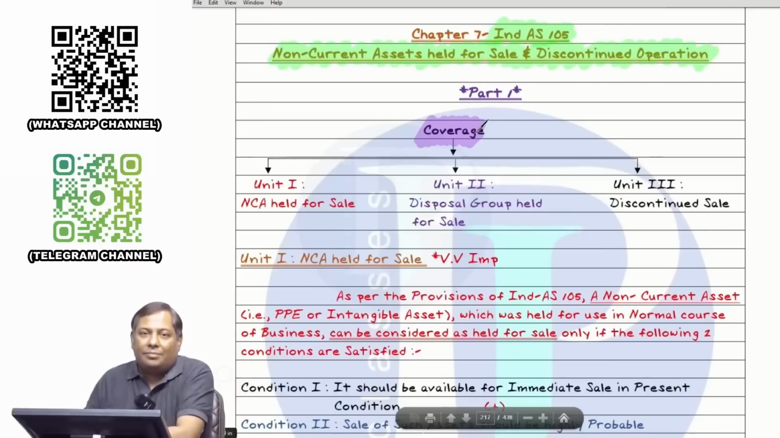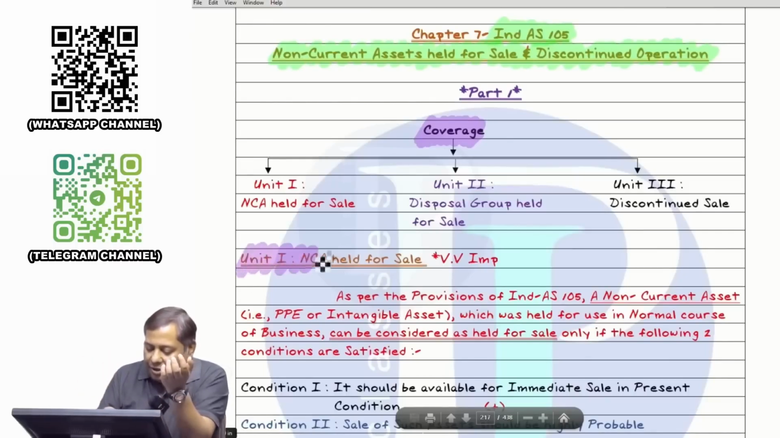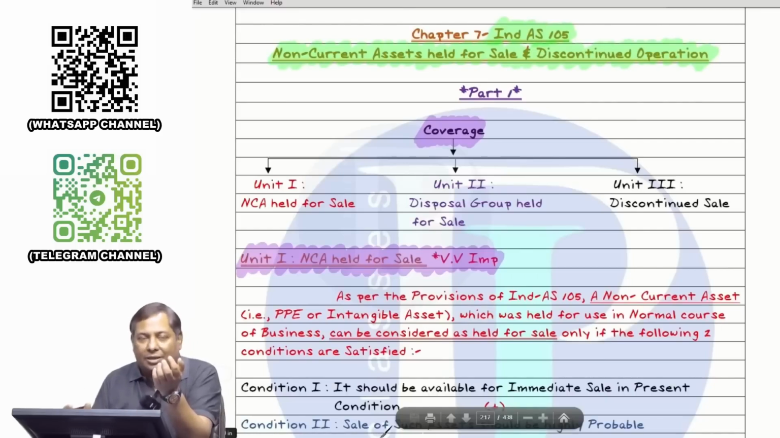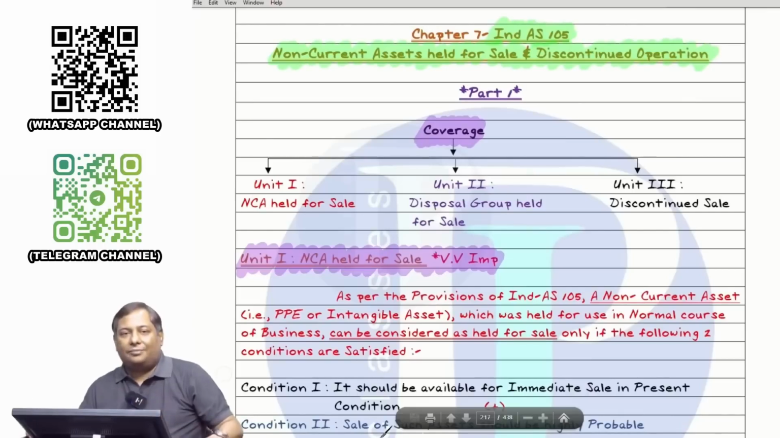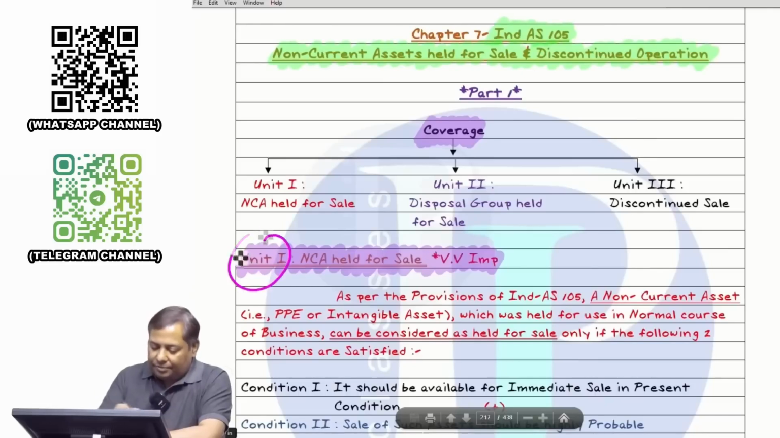Okay. We divided this chapter into 3 parts, and in the beginning I had already started with unit number 1, non-current assets held for sale. We had done that earlier. We talked about the disposal group, then we talked about discontinued operations, then it was finished. So, as I taught in the class, I will revise it for you. Now, unit number 1, non-current assets held for sale.